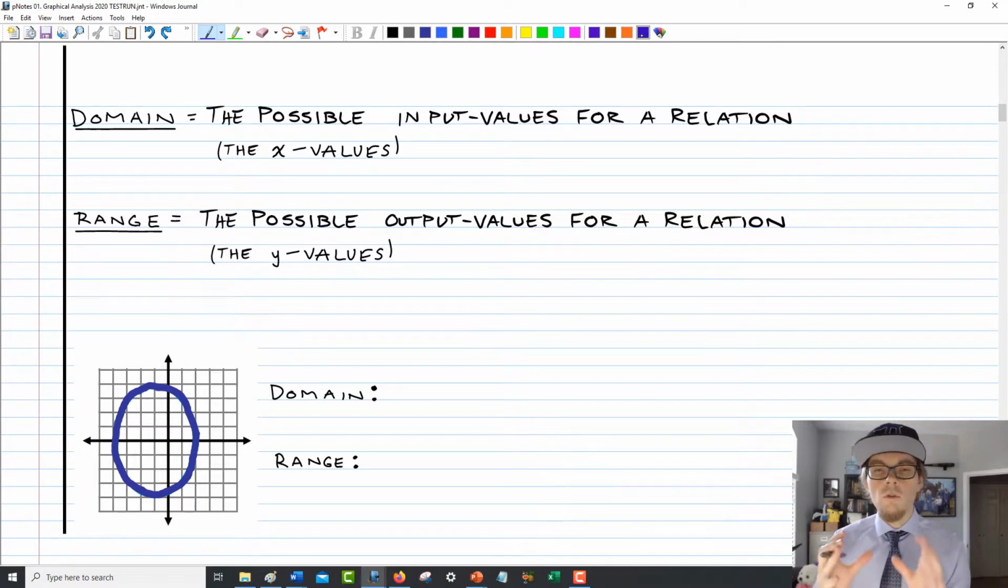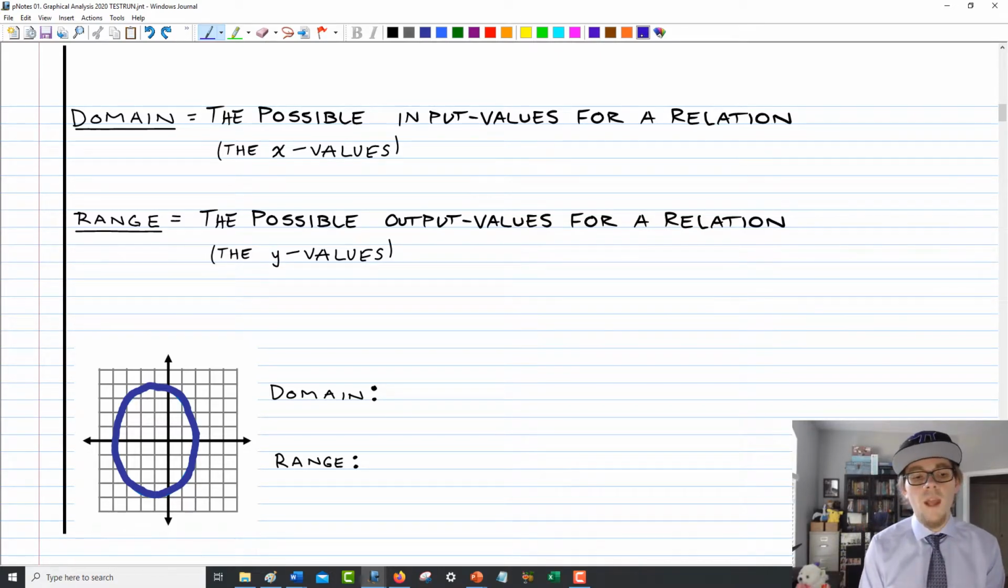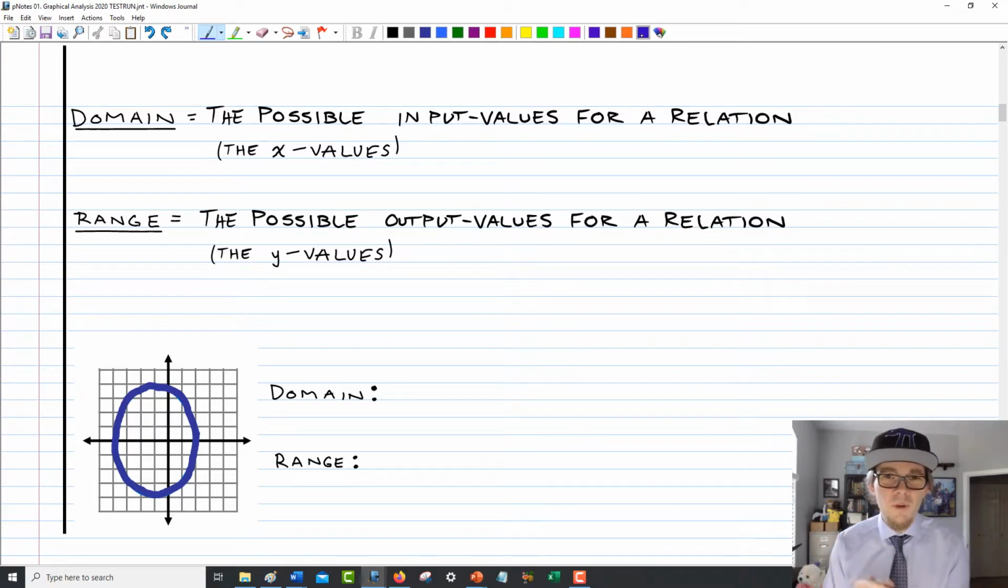So we're going to give you some sort of set of points, like we have down at the bottom. We have an ellipse. Maybe it's a bad circle. I might have been the one drawing it. And we're going to use interval notation to represent these properties, the domain and range.